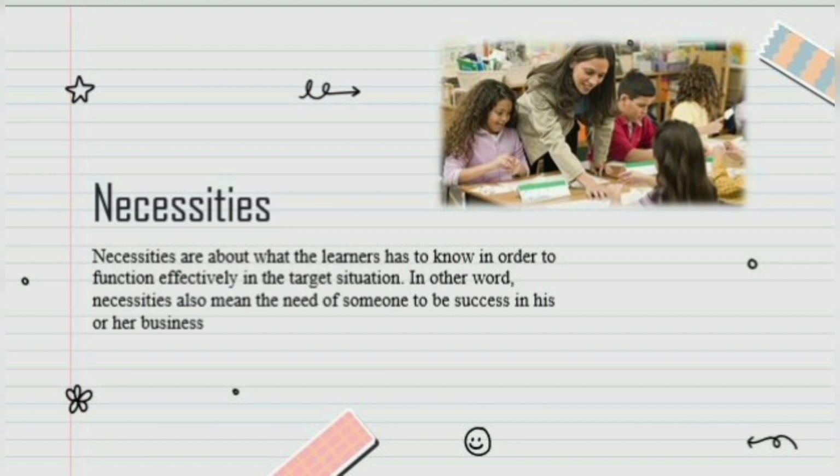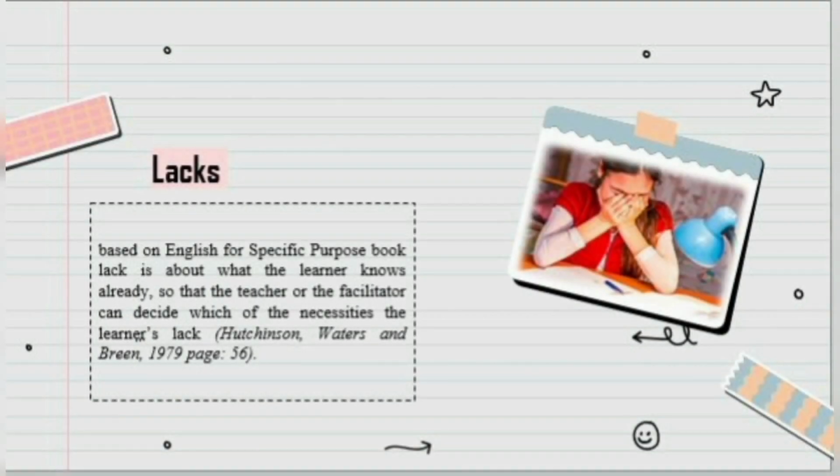The first is necessities. Necessities are about what the learner has to know in order to function effectively in the target situation. In other words, necessities also mean the need of someone to be successful in his or her business. The second is lack, which is about what the learner knows already, so that the teacher or the facilitator can decide which of the necessities the learner lacks. Hutchinson, Waters, and Brand, 1979.